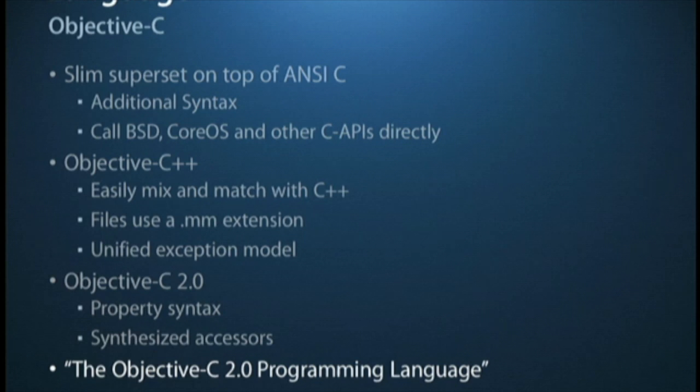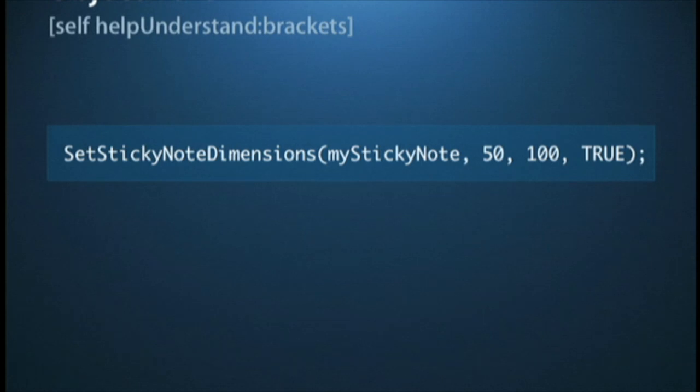So in order for you to better understand the syntax of Objective-C, let me show you an example. Let's start with a typical C-based function call and see how we'd rewrite it using the Objective-C syntax. Here's a call to set the dimensions of a sticky note. Because we use a descriptive function name, I have a pretty good idea that we'll need to pass in a pointer to our sticky note and some dimensions. But I'm not really sure what that last Boolean is for. Maybe it's to make it visible.